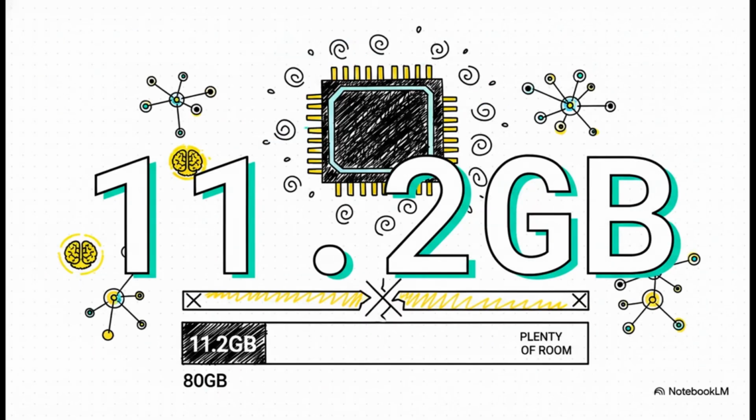And here it is, the final proof. Each of those H100s has 80 gigabytes of really fast memory, and our monster 10 billion parameter model ended up using just a tiny 11.2 gigs on each one. There was tons of headroom left. That memory wall we talked about, it wasn't just broken, it was completely demolished.